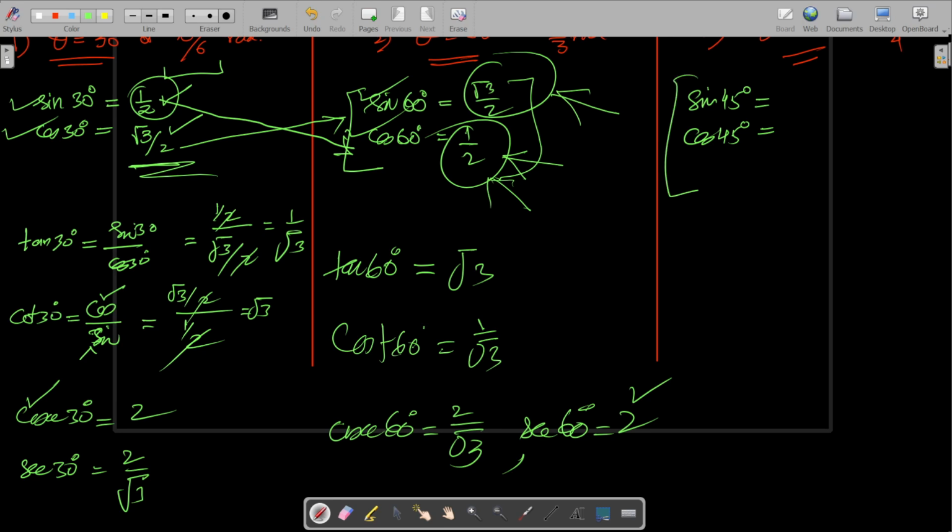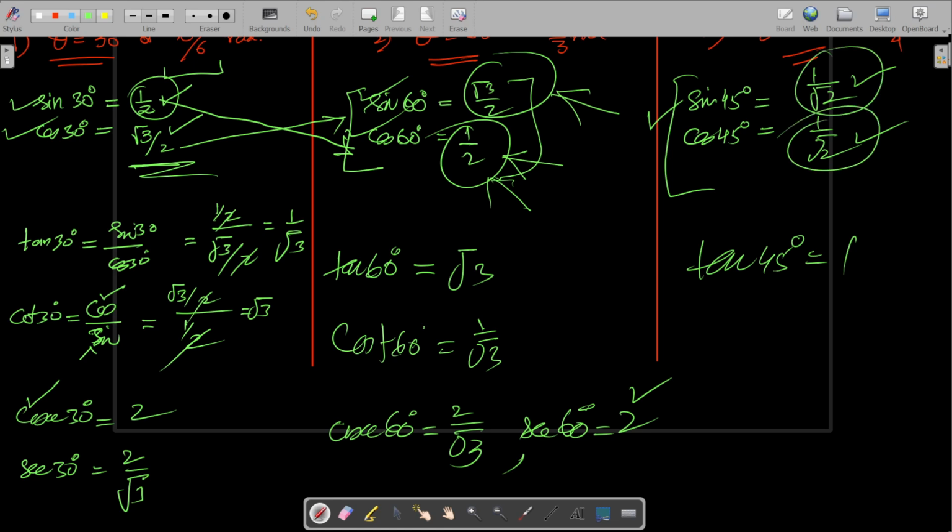Similarly, the values of sine 45 and cosine 45, we know that both of these values are the same, 1 over square root 2. You can memorize these values easily because the value is the same. So the value of tangent 45 degrees is going to be 1 because it is the ratio of sine and cosine, and since both have the same values, the ratio is 1. Similarly, cot 45 is also a ratio of cosine over sine, so the ratio will be 1.